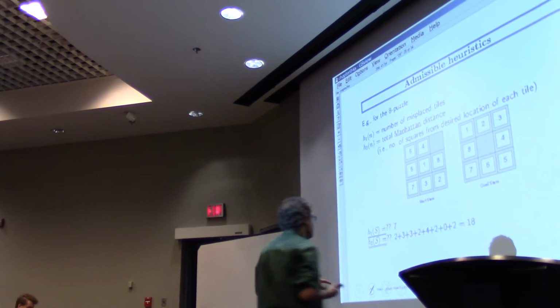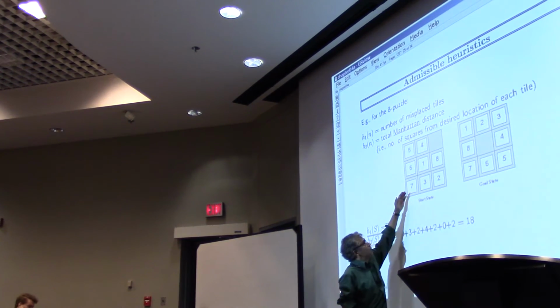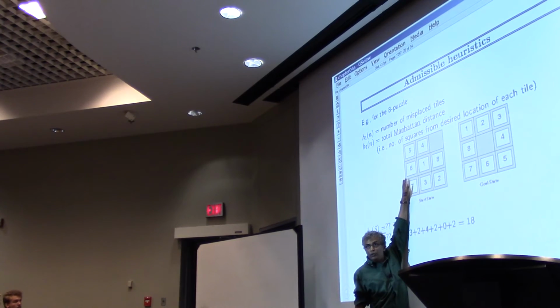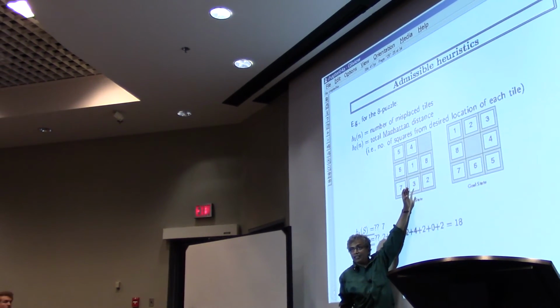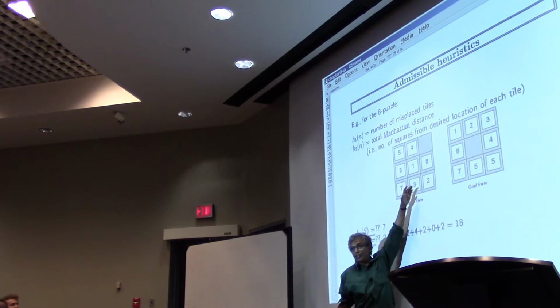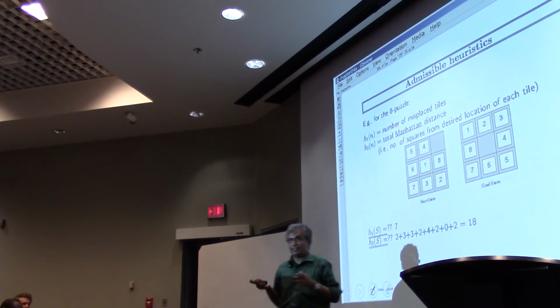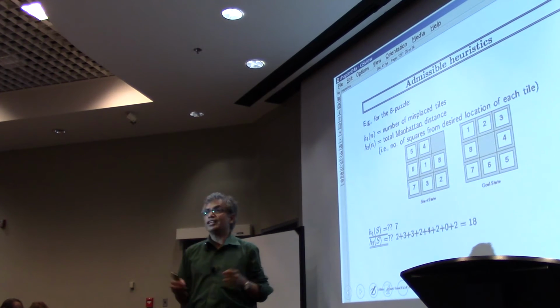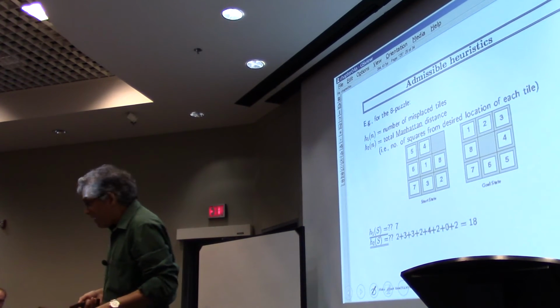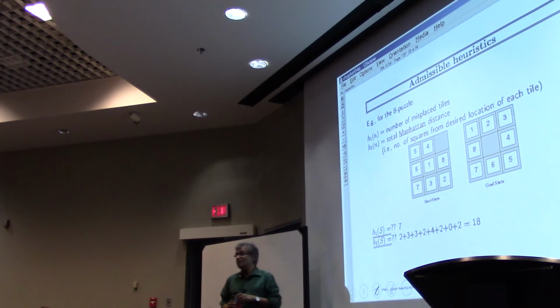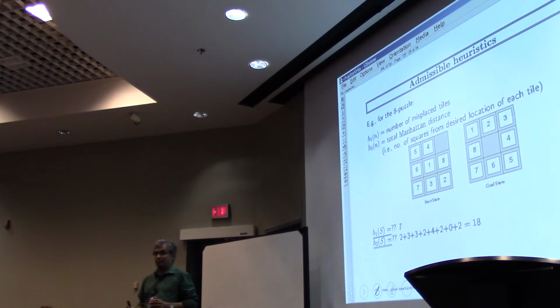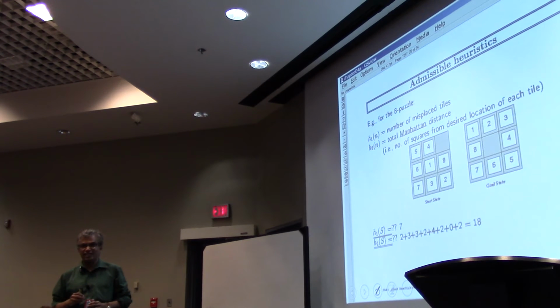Okay? But Manhattan distance for this would be, basically, take the x values for the current position and the goal position and subtract them, and add that to the y values difference. Always take the absolute difference, don't just take the sum. If you do the Manhattan distance, clearly it is going to be a better estimate than the number of misplaced tiles.